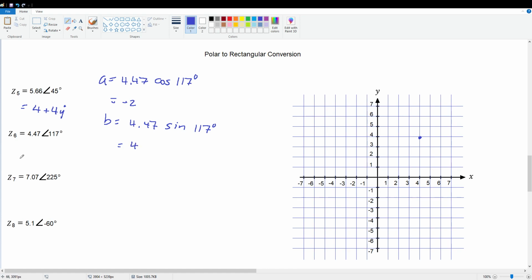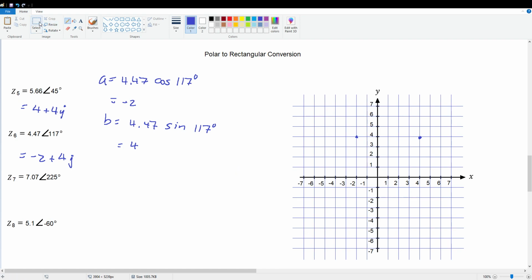So Z6 is negative 2 plus 4j. All right, I'll put that point over here. Negative 2 plus 4j. There's our second complex number. All right, let's do the third one.